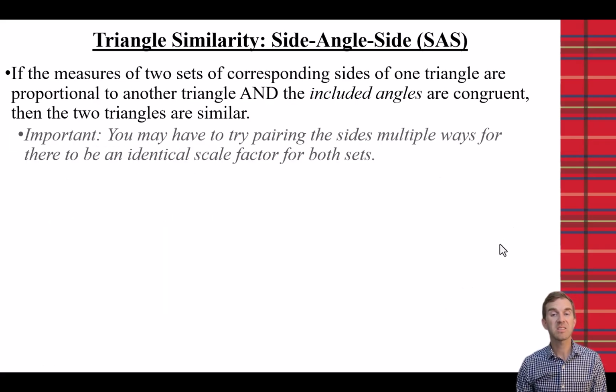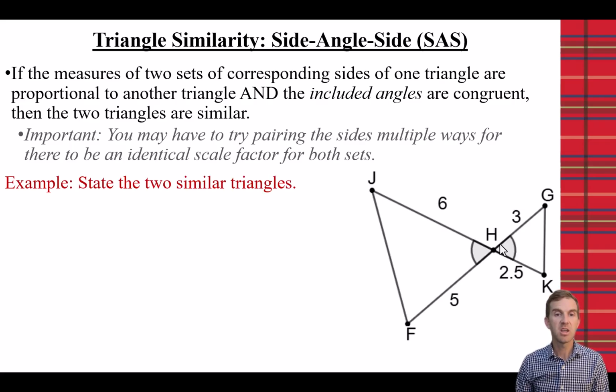Another method I can use is side angle side. And here I know that I have two sets of corresponding sides of one triangle are proportional to another triangle, and the included angles are congruent. That's what makes side angle side. The big thing to pay attention to is when you have that included angle, sometimes you may have to check the order of those sides to figure out where the proportion falls. So you do need to check it both ways.